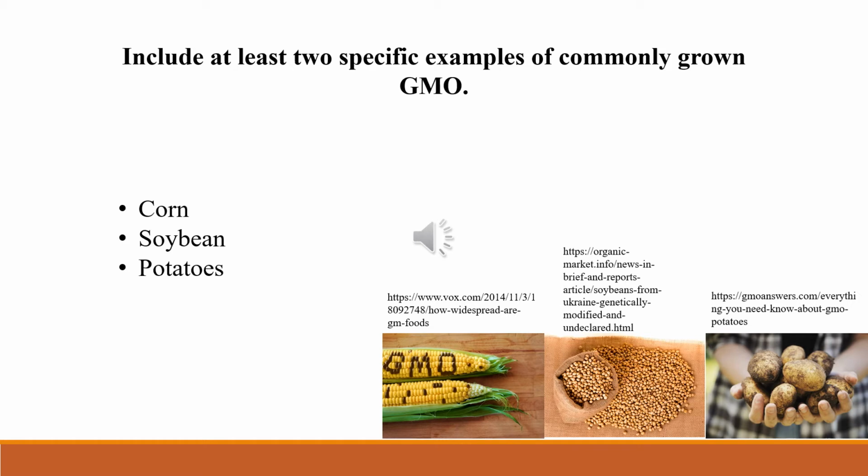Include at least 2 specific examples of commonly grown GMOs. But for this presentation, I will use 3 examples. The most commonly grown GMOs are corn, soybean, and potatoes.